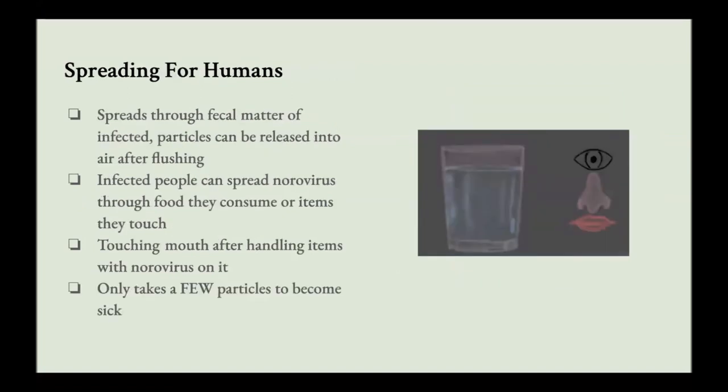Norovirus is extremely contagious and is able to infect organisms with only a few particles. It mostly spreads through the fecal matter of an infected individual. Norovirus particles can be released into the air after flushing a toilet, which can infect anyone nearby. Spreading can also occur through an infected person touching external surfaces and objects. If an uninfected person handles those same spots and then touches their mouth, they can also become infected.